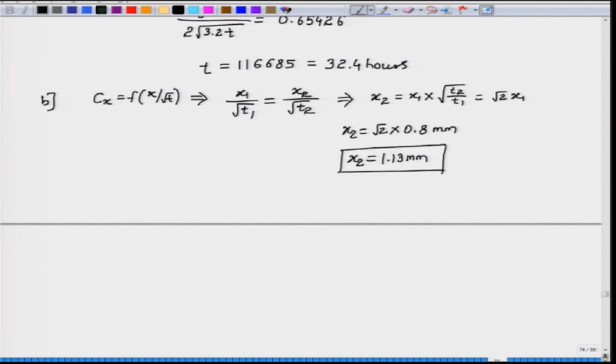Okay. So, this is how we can determine carburizing time for the given conditions, or carburizing time for the given case depth, or we can determine what should be the case depth in a given carburizing time at the given temperature.